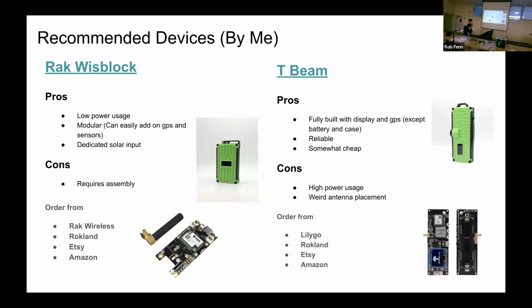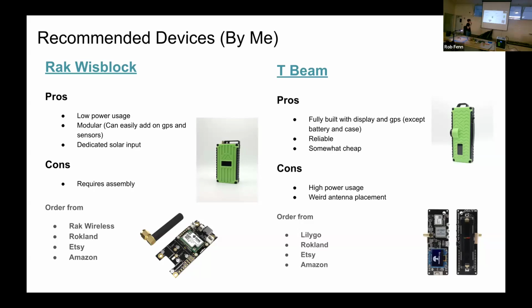So here are some recommended devices I would recommend to someone getting started. I have four recommended, so two after this. The RAK WisBlock is NRF52 based, very low power usage, and very modular. I can easily click things on, it's like Lego. You add on a GPS, and if you buy them, you can add on sensors like humidity, temperature, and pressure. There's a dedicated solar input.